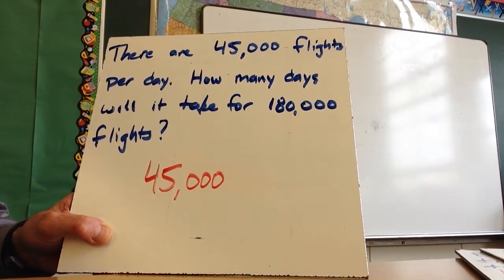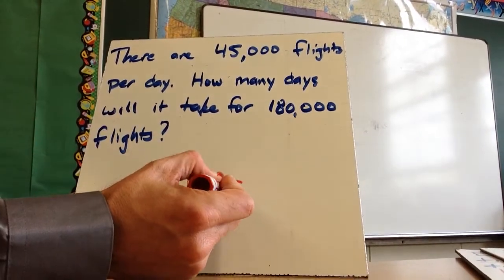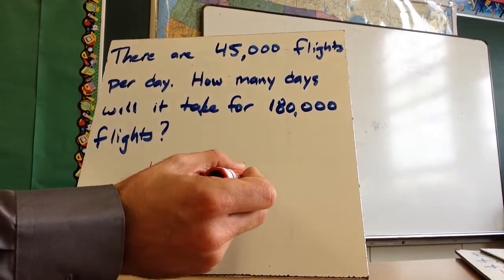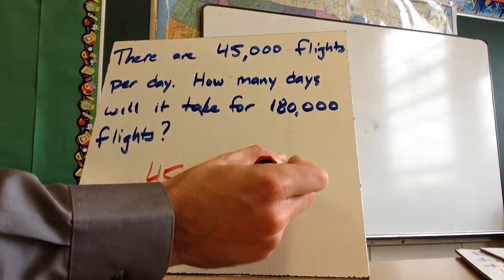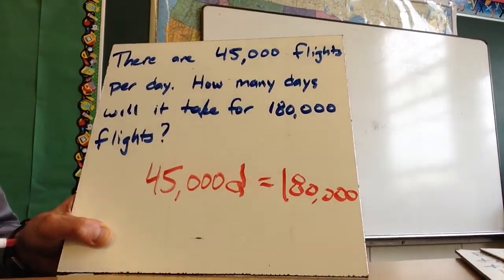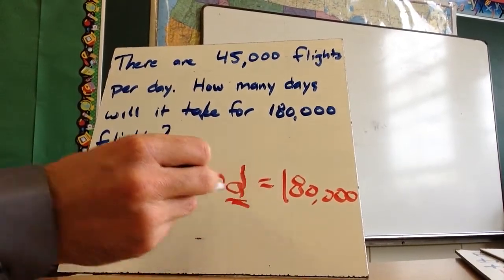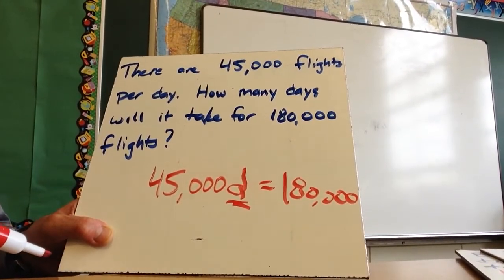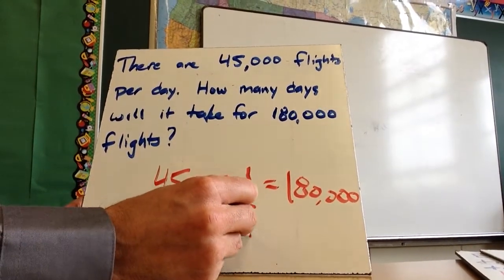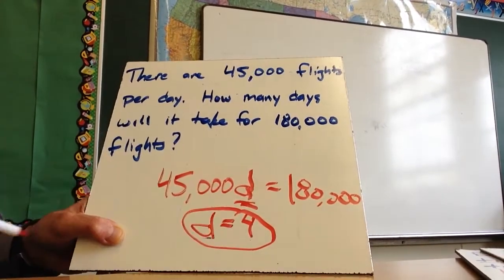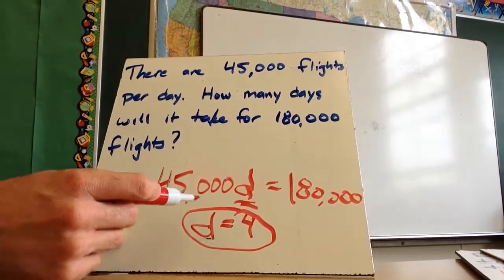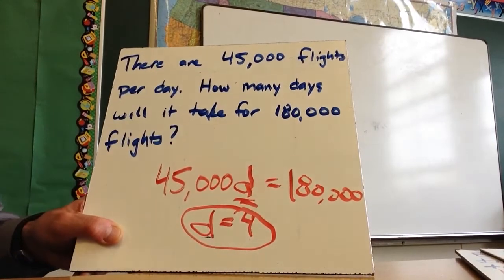45,000. I'm going to multiply this times the number of days. Let's call that D. Remember, that's my letter, sorry. Equals 180,000. So now what I need to do is solve for the letter D. I'm going to divide both sides by 45,000. I should end up with D equals 4. Now, if you don't necessarily know how you're doing that, you could just guess and check. 45,000 times 1, times 2, times 3, and then eventually times 4 would actually get me there.